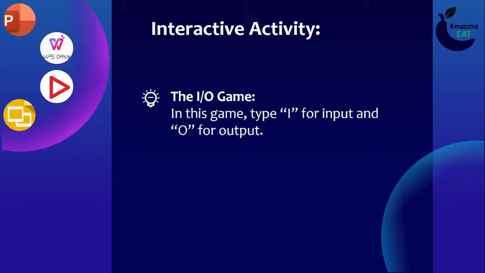Is a scanner an input device or an output device? So I want you to type I if it's an input device, then you type O if it's an output device right now. So if you're watching later, you type scanner output or scanner input. Okay, then the next one is projector.